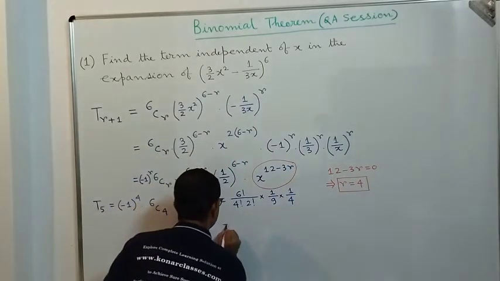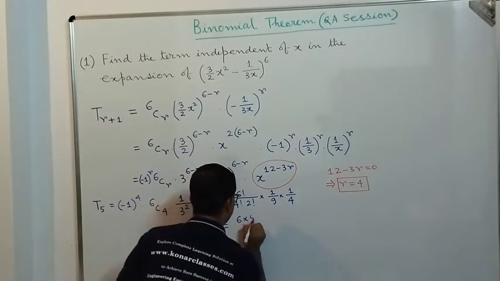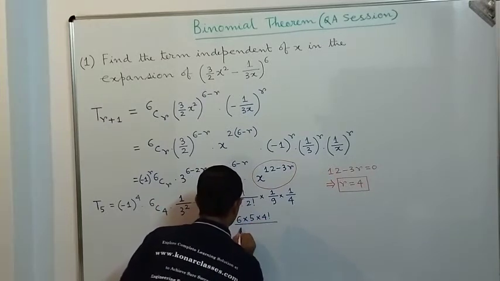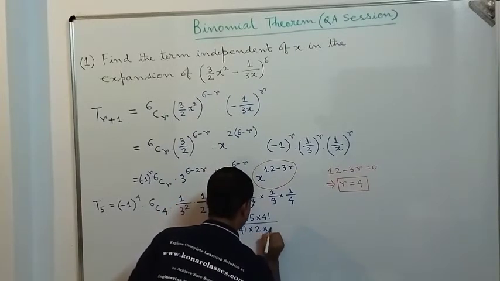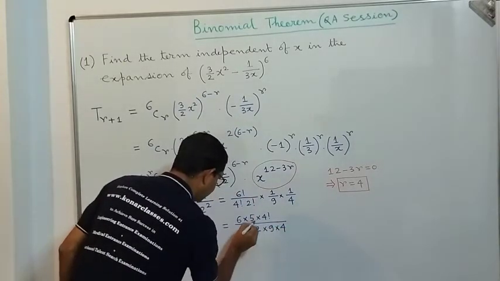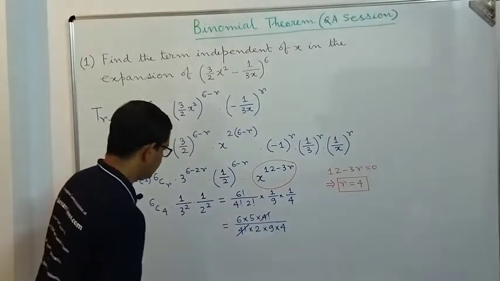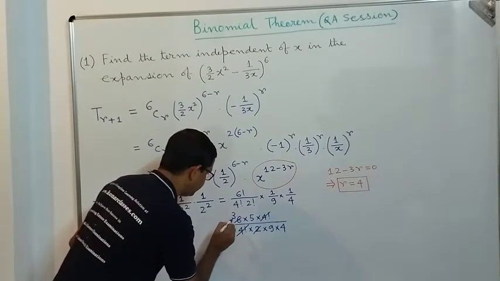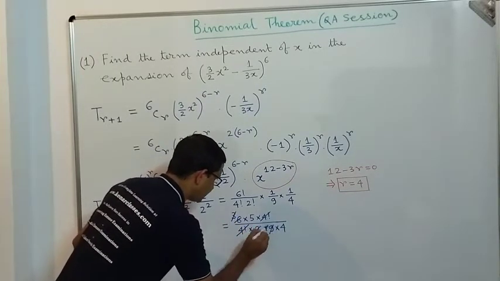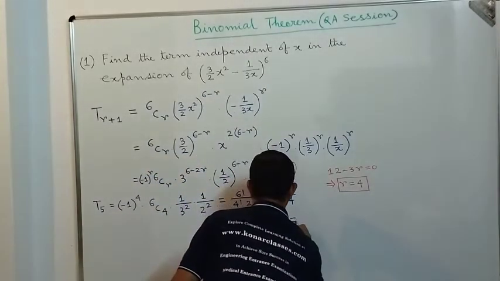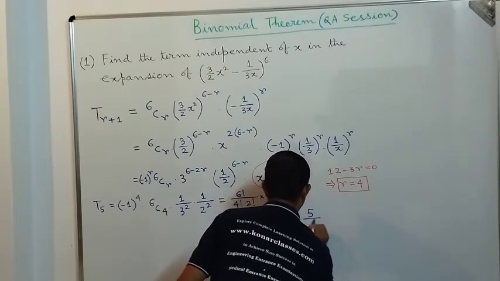So what we get here, dear students? 6 into 5 into 4 factorial divided by 4 factorial into 2 factorial is 2 into 9 into 4. So this 4 factorial and 4 factorial got cancelled. So this 2 and 6 got cancelled, we get 3, and this 3 and 9 got cancelled, we get 3 here. So we get the answer, this is equal to 5 by 12.